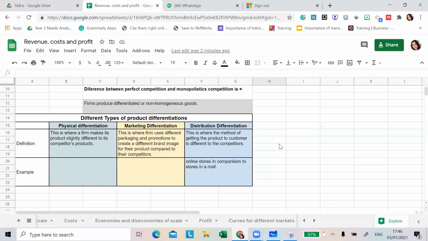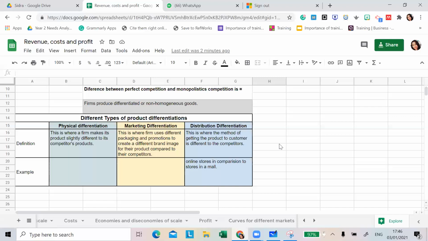Distribution differentiation occurs when the method of getting the product to customers is different from the competitors. How are you distributing it? Are you distributing it once the customer orders? Are you distributing it within a limited number of days? Do you offer different payment methods? So it can be different.